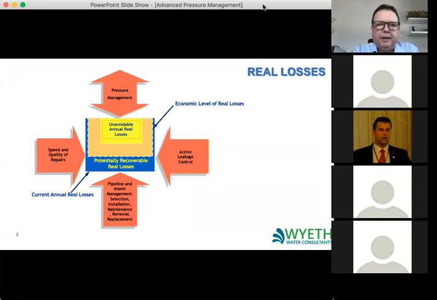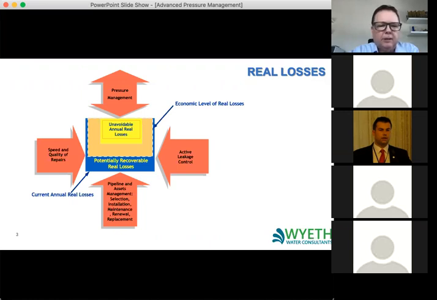So if we look at the 4 pillars of real losses or physical losses, hopefully everybody has seen a lot of this before. It's the 4 main ways that we can manage and reduce our real losses. So we have active leakage control, so actively going out looking for leaks that are generally the underground buried leaks. Speed and quality of repairs to make sure that those leaks we find are repaired properly and to a good standard. Then we have pipeline and asset management.